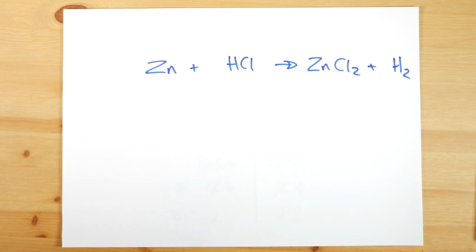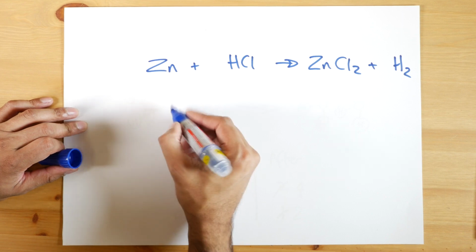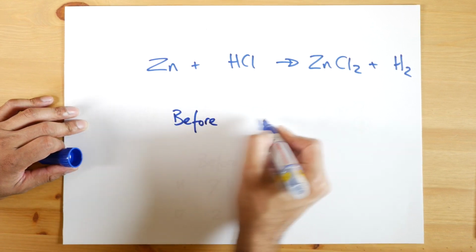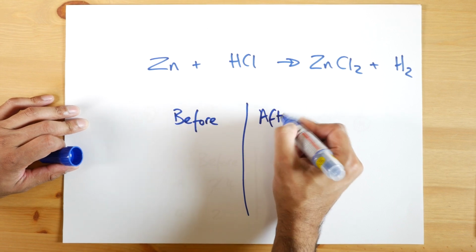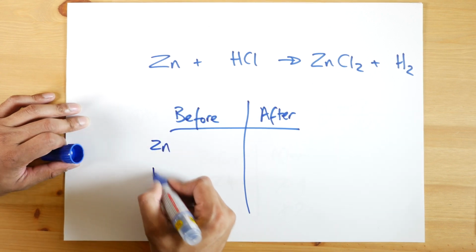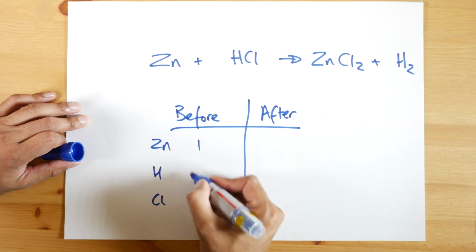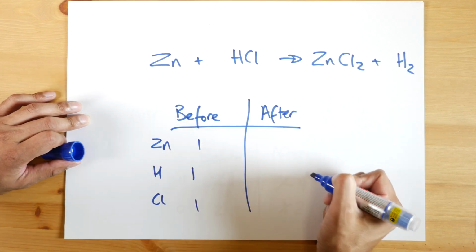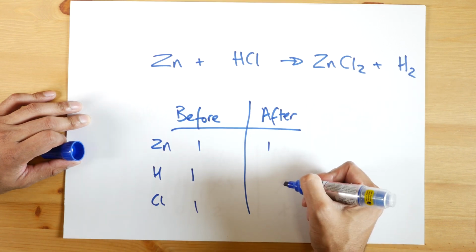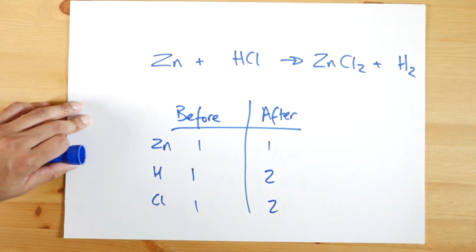Let's try another easy one. We've got Zn plus HCl giving you ZnCl2 and H2. So as before, what we've got to do is a before and after. So before the arrow, remember these are the reactants, and after the arrow, which are the products. Okay, so before we've got Zn, H, and Cl. We've got one of those, we've got one H, and we've got one Cl. And after, we've got one Zn, we've got two H's and two Cl's, okay?